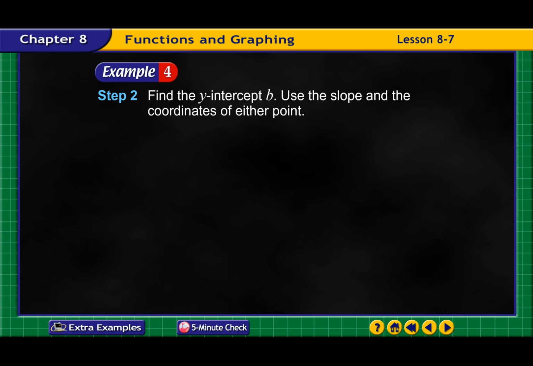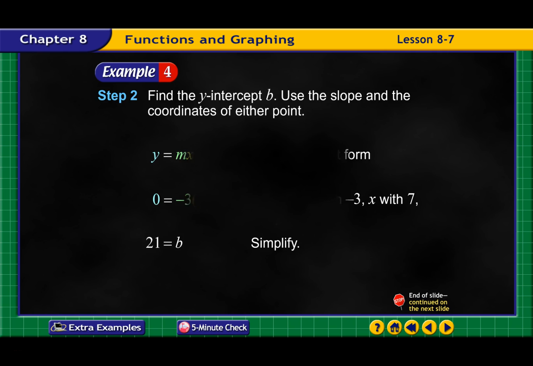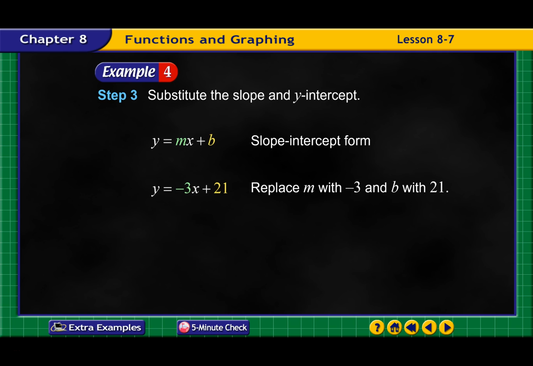Find the y-intercept. Use the slope and the coordinates of either point. So I take slope-intercept form. I put in one point, which is (0, 7). That's even easier because that gives me the 0. And so with that being 0, my intercept is going to be 21. So I can then substitute the slope and y-intercept in, -3x plus 21, and that would be my answer.